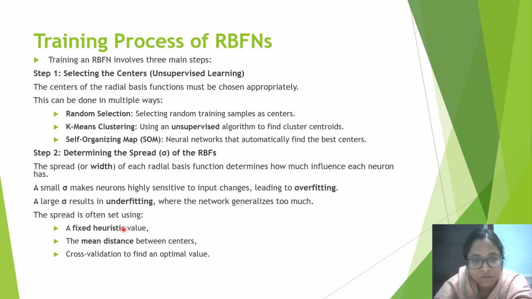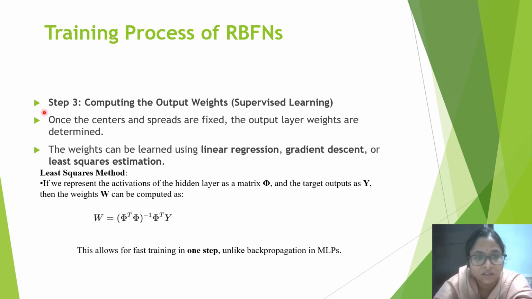The spread is often set using a fixed heuristic value, the mean distance between the centers, or cross-validation to find an optimal value. The next step is computing the output weights by using supervised learning. Once the centers and the spread values are calculated and fixed, the output layer weights are determined. The weights can be learned using linear regression, gradient descent, or least square estimation.